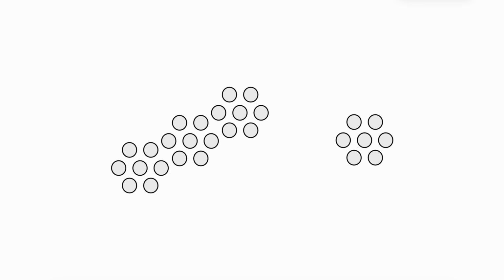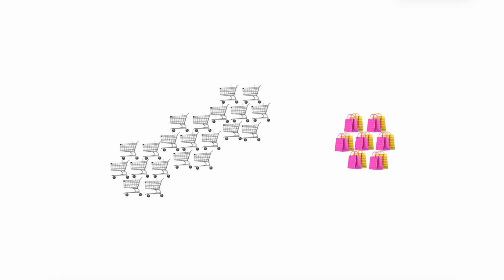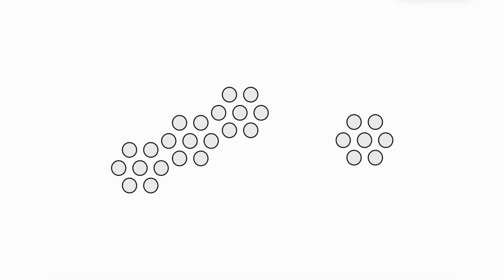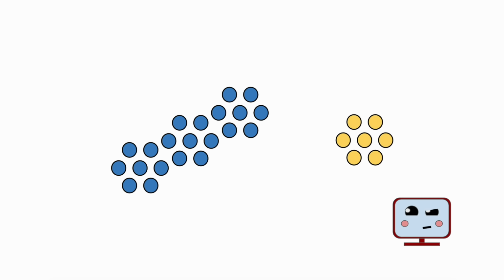Clustering is about uncovering natural groupings in data. It has many applications, from grouping customers by purchasing behavior to clustering houses with similar characteristics. At its core, it follows a very simple rule: points in the same cluster should be similar. But what does that really mean?